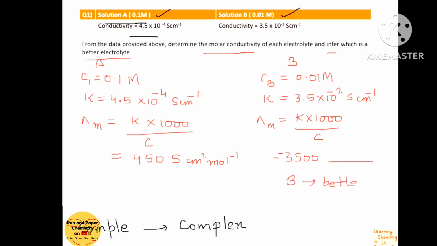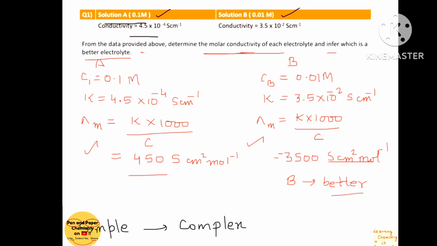Now when you are attempting these numericals, make sure that you write the answer to the question which has been provided. Now in this particular question, there are two parts. Determine the molar conductivity of each electrolyte. So you get half of the marks for these, and infer which is a better electrolyte. Supposing you leave your answer up till 450 and 3500 with the correct unit, of course. Without the unit, these values have no meaning at all.